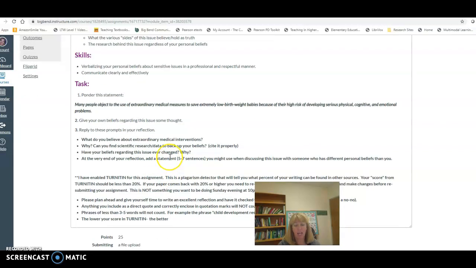Then at the very end of your statement, after you've told me all of these things that you believe, I'd like you to add a few sentences, 5 to 7, that you might use if you were discussing this issue with someone who has a different belief than you. We could put this on a discussion board, and I'm sure we'd have beliefs all across the spectrum, but we're not doing that. This is just a little write-up assignment you're going to hand in to me. But what if you were discussing this with someone who believed different than you? This is where this professionalism comes in. I want to hear respectful and professional statements that you might use when talking to someone else.